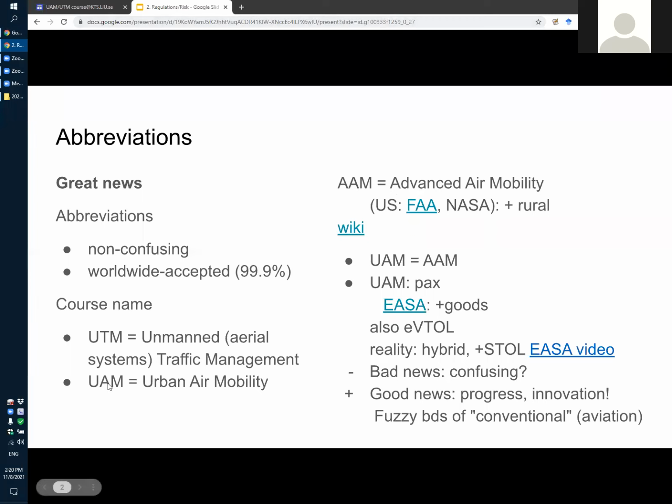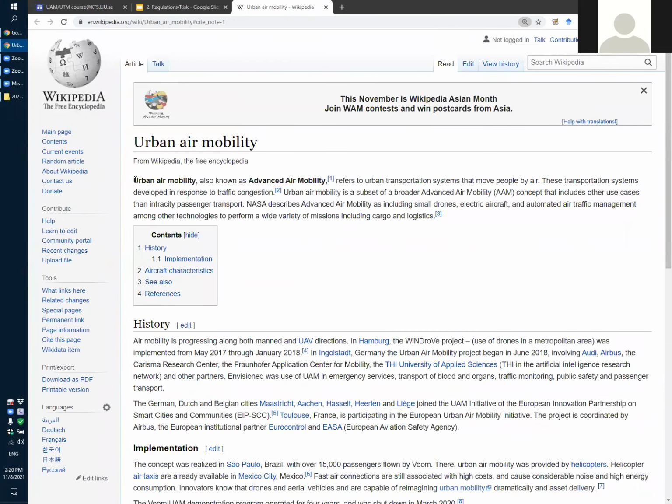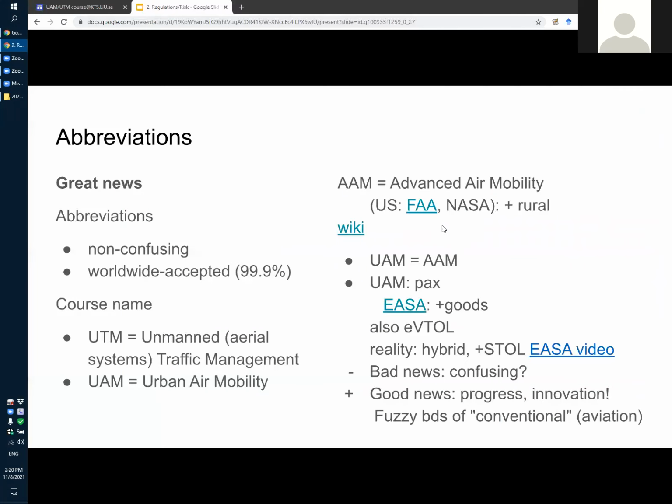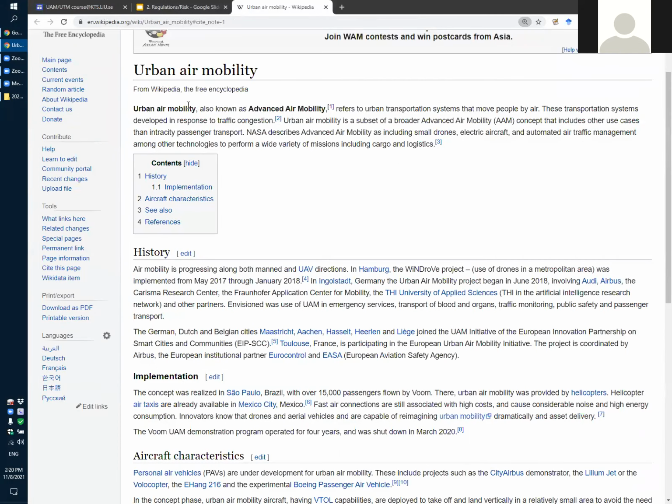Okay, so there is UTM, UAM. There is also AAM. And well, if you look at Wikipedia, which may or may not be the best source for everything, it says that urban air mobility is the same as advanced air mobility. UAM is equal to AAM. Going back to the wiki page, it says that urban air mobility is about transportation of people, of passengers.